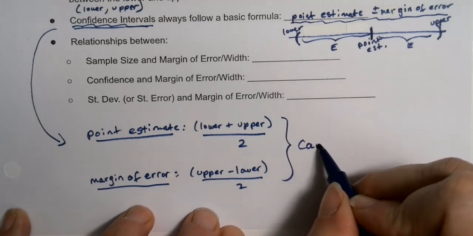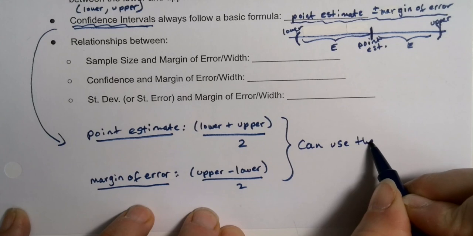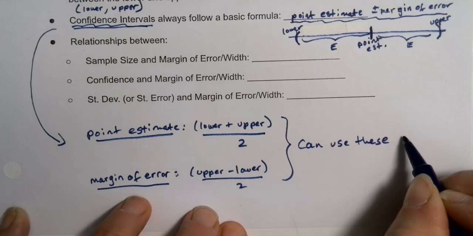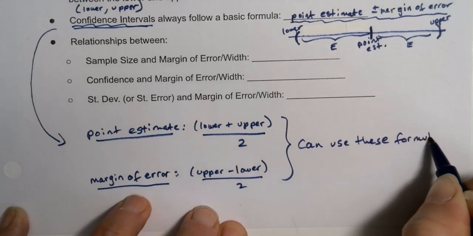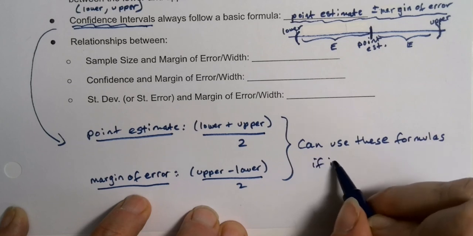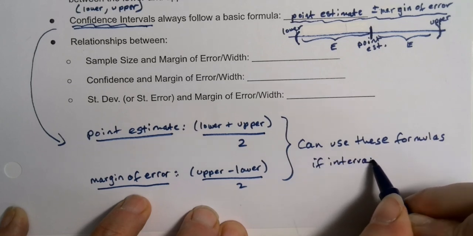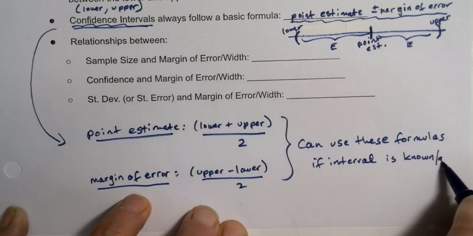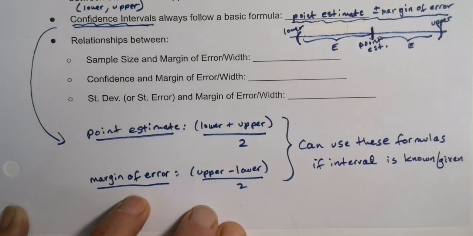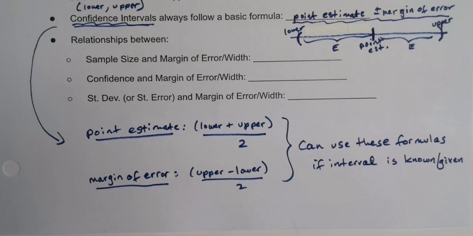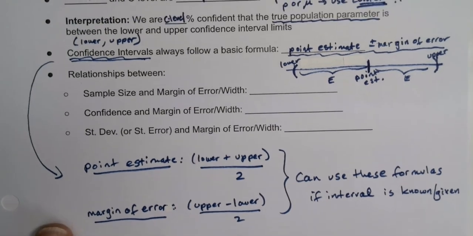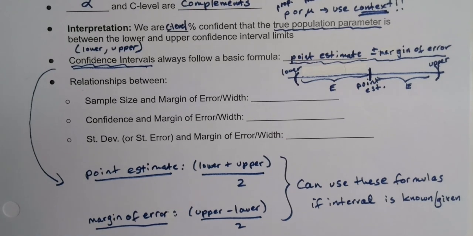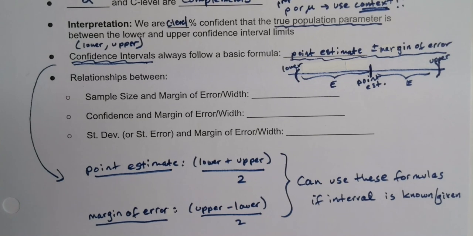So you can use these formulas if the interval is known or given, right? If you find it, or if you know the interval or whatever. Okay, so that's a lot to take in. So those pieces all come together. I should have put those together. Sorry about that. So those pieces go together.